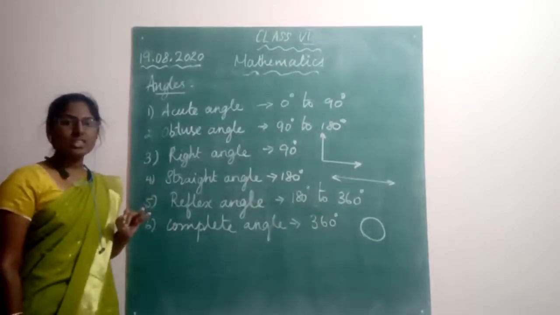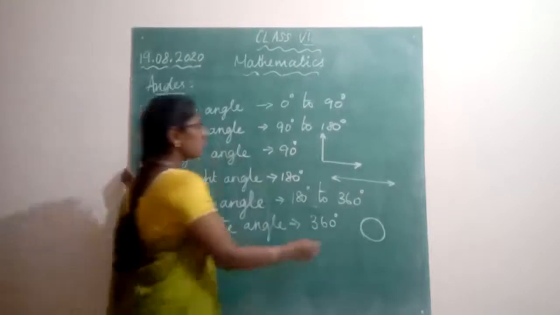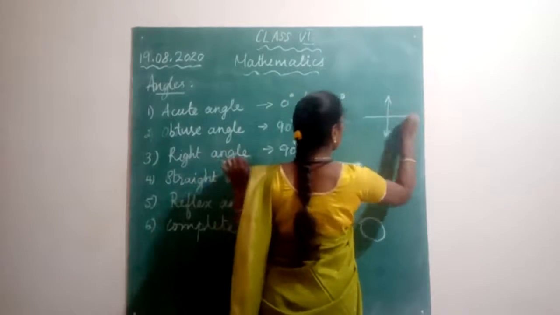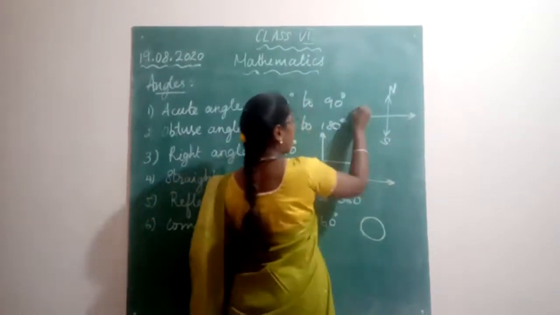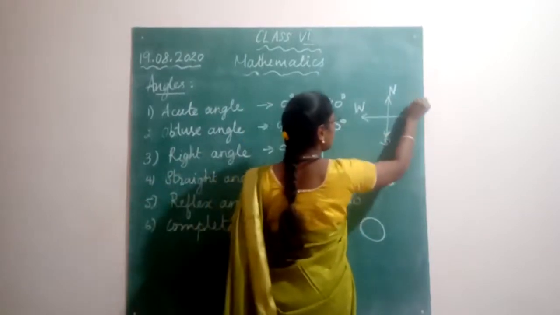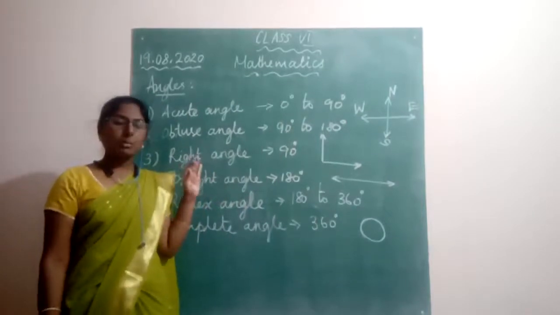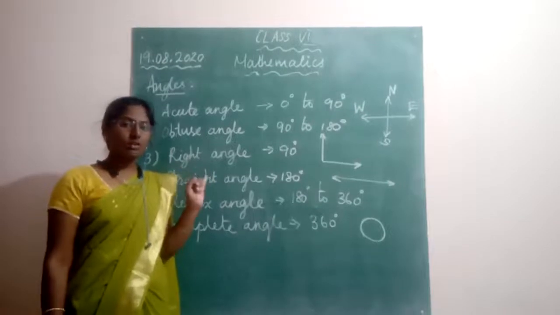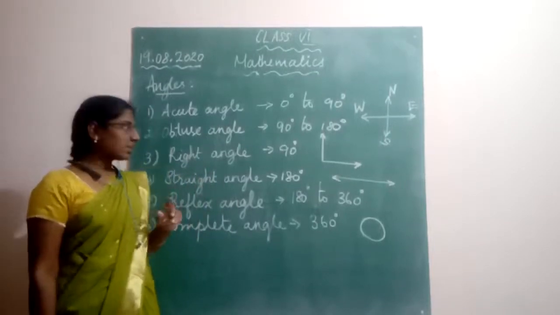What are the four directions? North, east, west and south. Okay, so look here. So this is north and this is south, and this is west and this is east. Is it clear? Next, we will be seeing about clockwise direction and anti-clockwise direction. Okay, so what do you mean by clockwise direction?